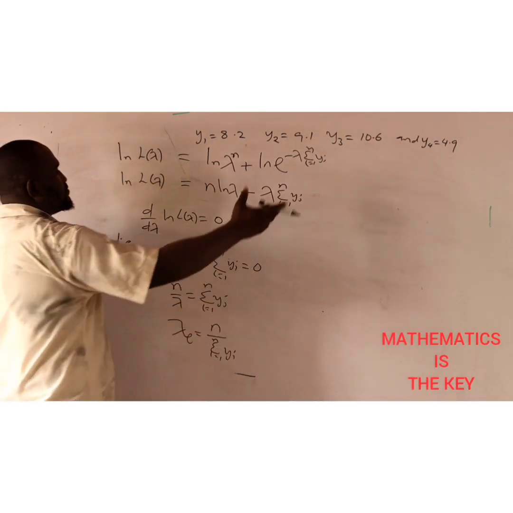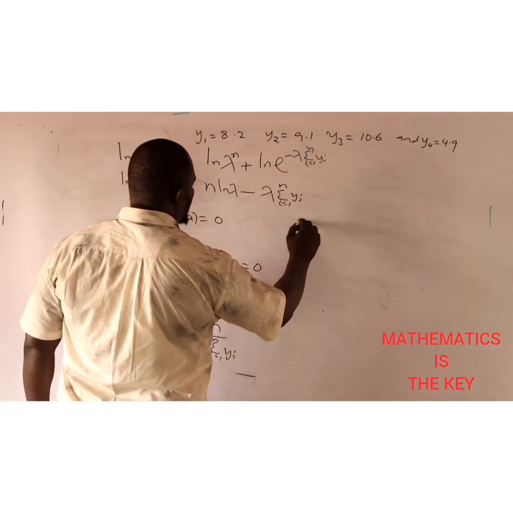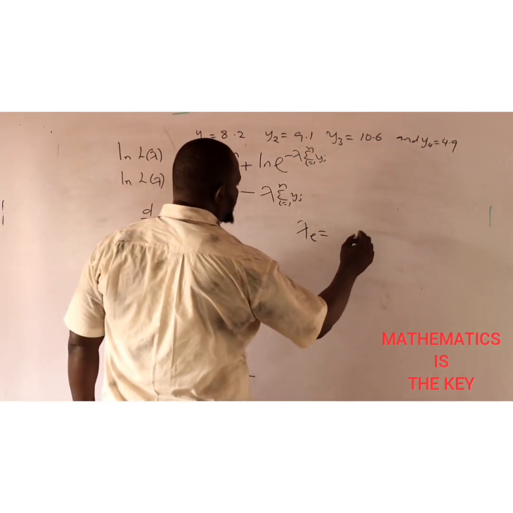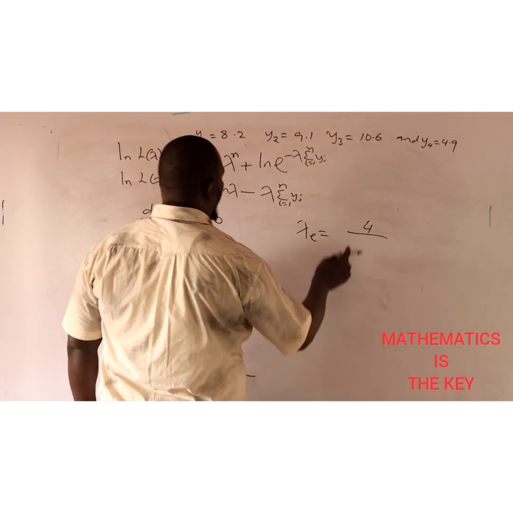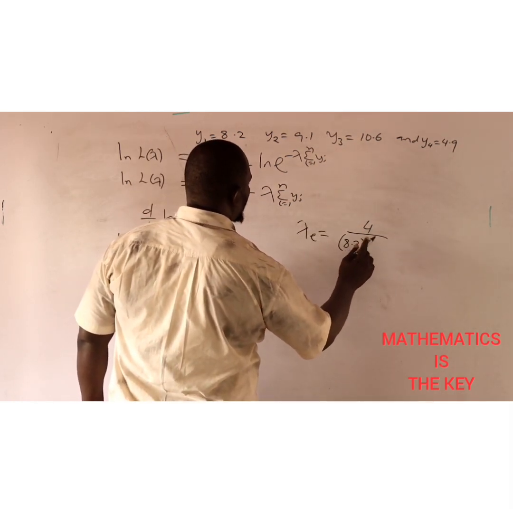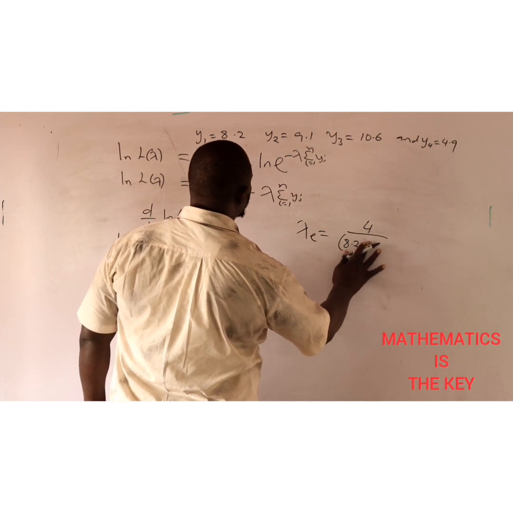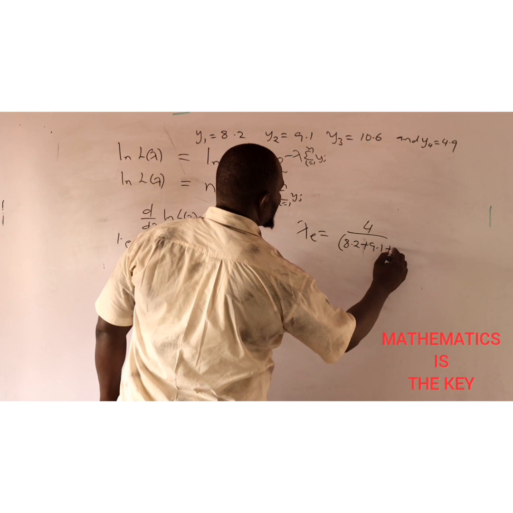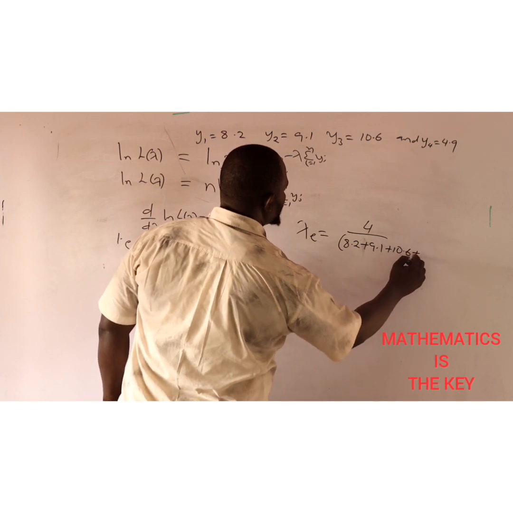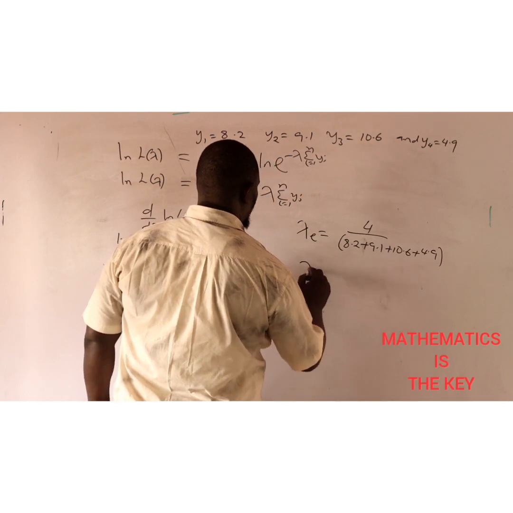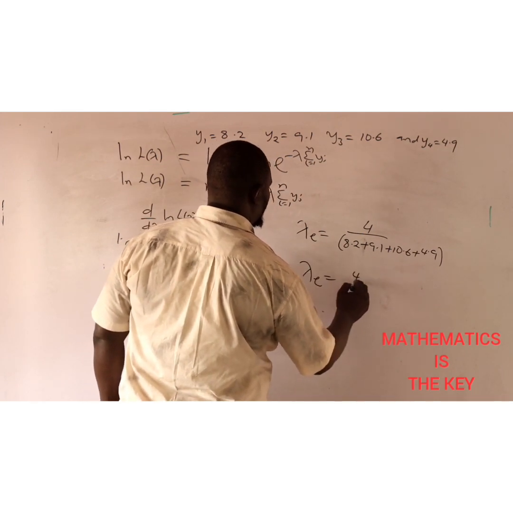And by substituting this value, the lambda estimate is going to be, our n is 4. Then we have the sum of this, 8.2 plus 9.1 plus 10.6 plus 4.9. We have lambda estimate is equal to 4 over.